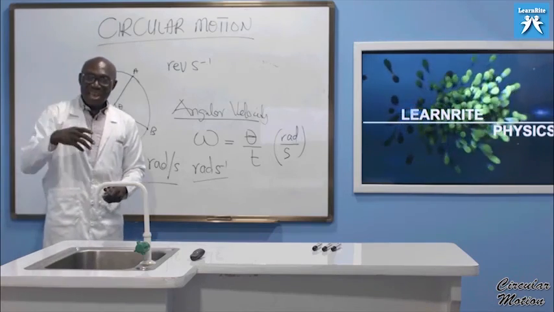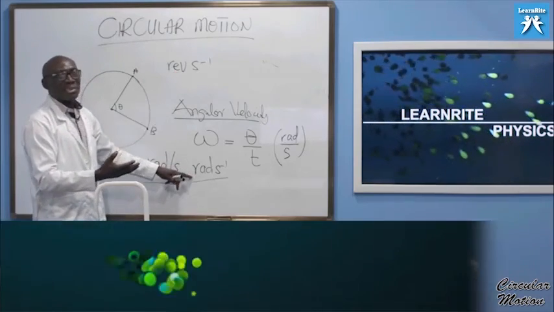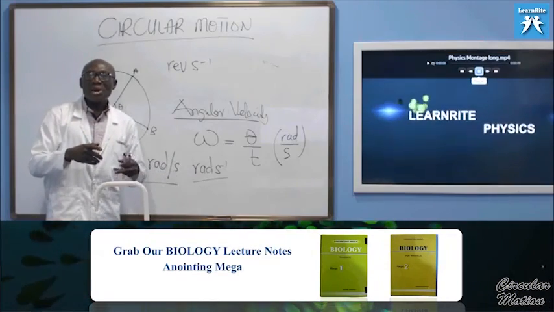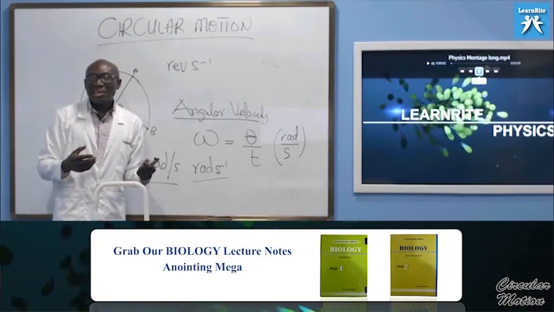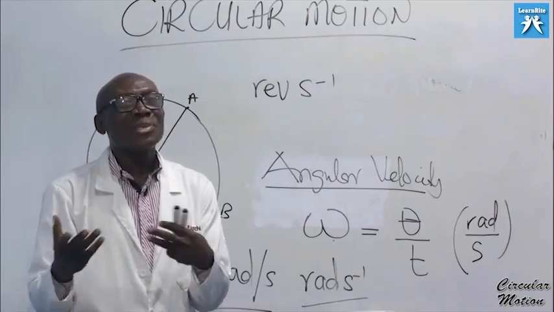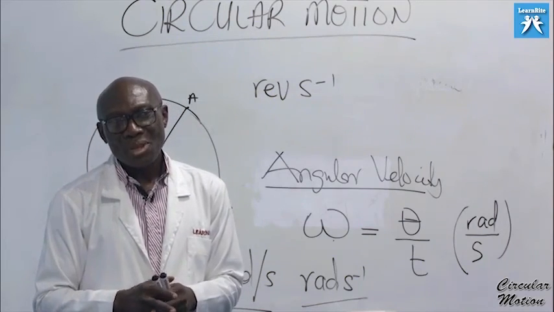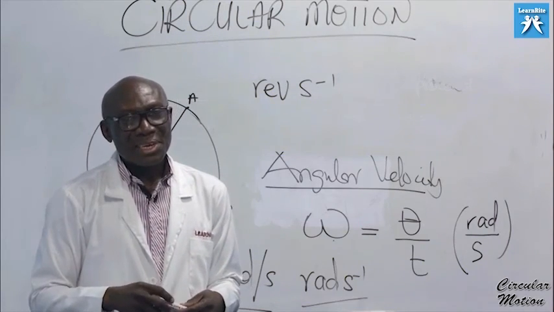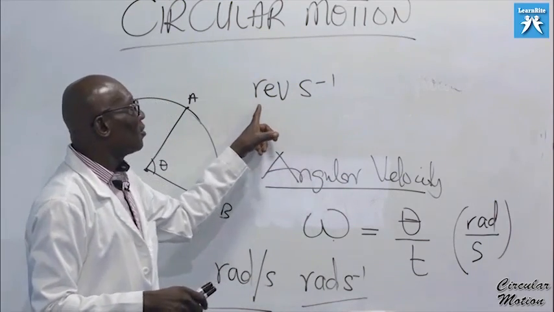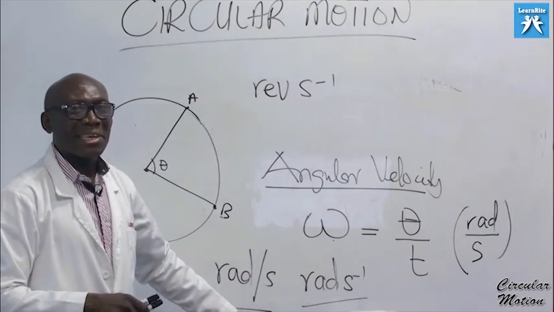We should find a way to change from revolution per second to radian per second, because that is the SI unit. And I've said it before that when you are working a question in physics, if possible, change all the units to SI units. It's always proper and convenient to do that. So a question has been given to you, only for you to find the angular velocity expressed in revolution per second. There should be a way to convert it to radian per second. So let's look at it.